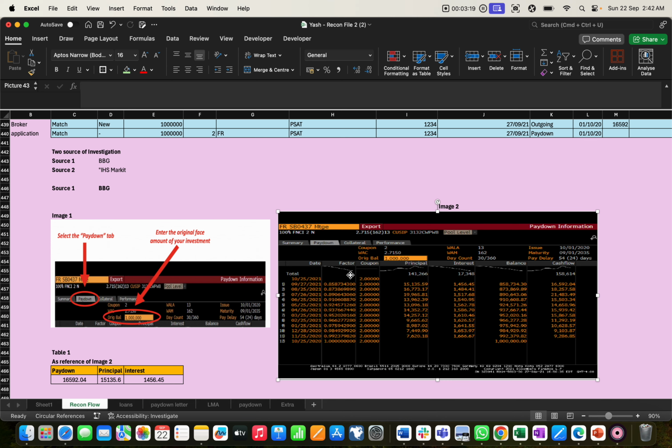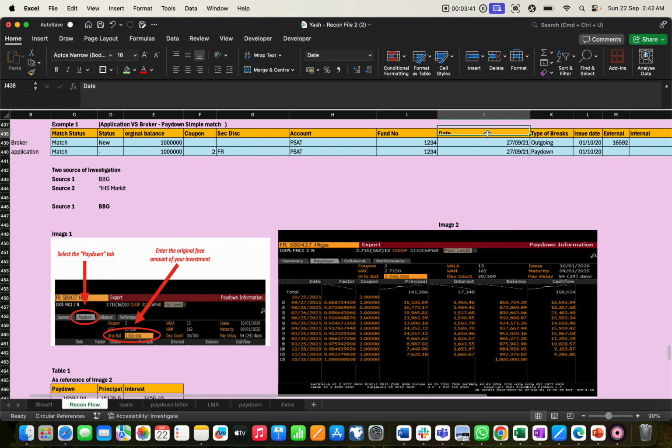The other BBG section, if we go here, calculates this pay down only. So what is written here: the 1 million shows here. The factor rate, the coupon factor, means the coupon rate. The coupon rate is 2. So here it is mentioned 2, which is investment F. Okay, so here the date is 27. You can see that the 27 date is there.